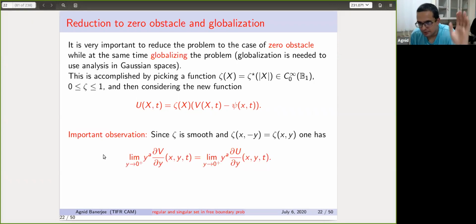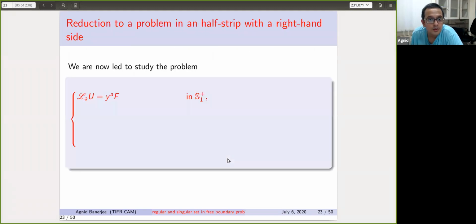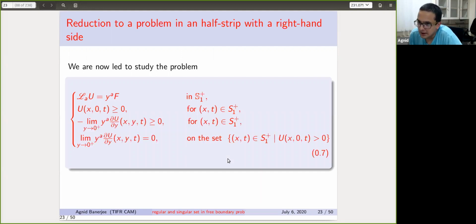Now, in a very naive way, let's assume that we have subtracted off the obstacle. Because the cutoff is symmetric, the weighted Neumann derivative does not change, and now we have a zero obstacle problem. We have a zero obstacle problem because we have subtracted off the obstacle, which becomes the right-hand side. And so we have a similar condition on the free boundary, or on the coincidence set, which are the Signorini conditions.